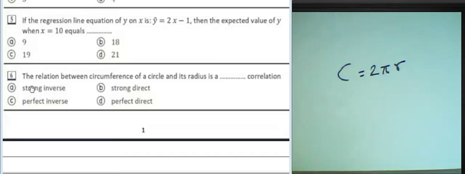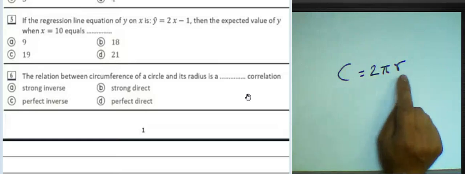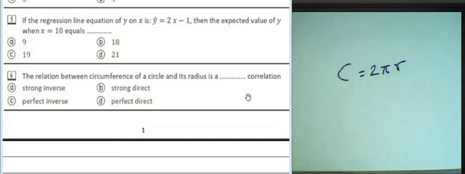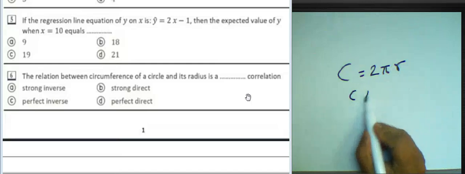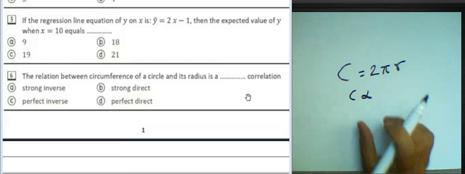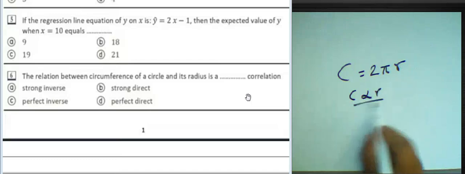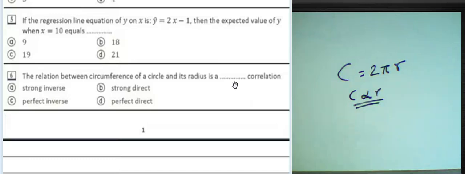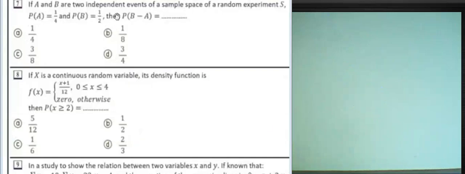Question 6. The relation between circumference of circle and its radius is space correlation. We know circumference of circle equal 2 pi r, r equal radius. So circumference here, it will be direct. Relation about circumference and radius, we must choose letter D, direct. Okay, letter D.